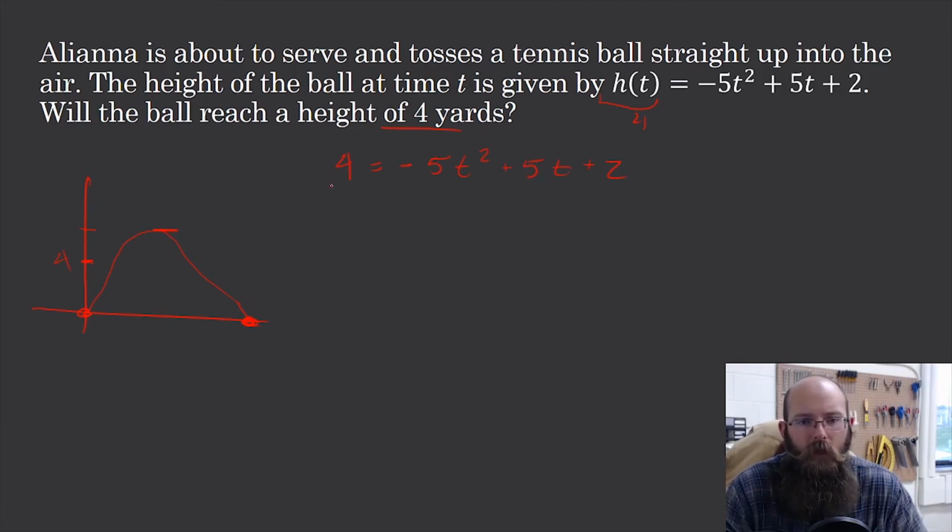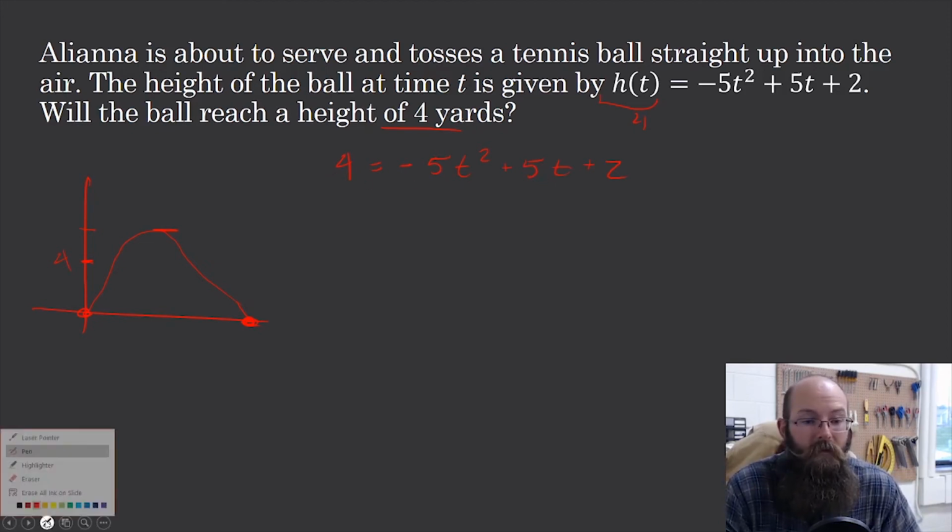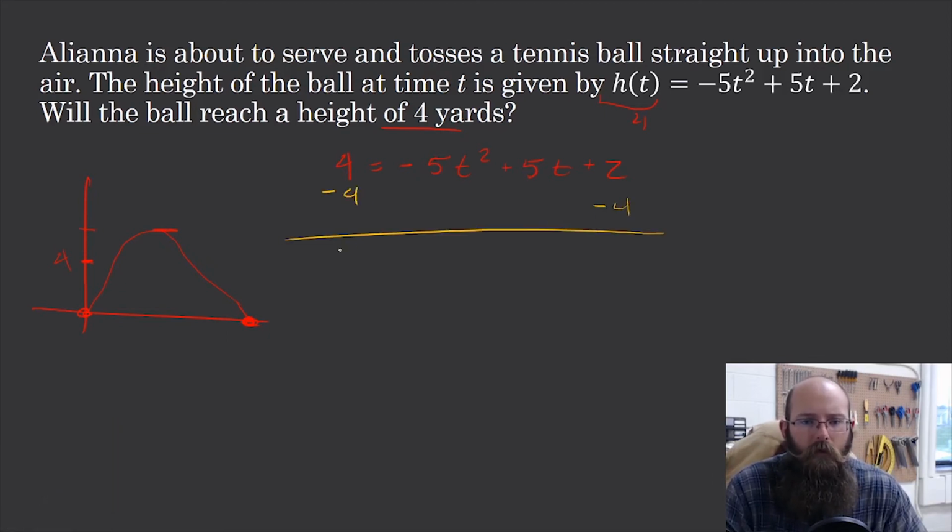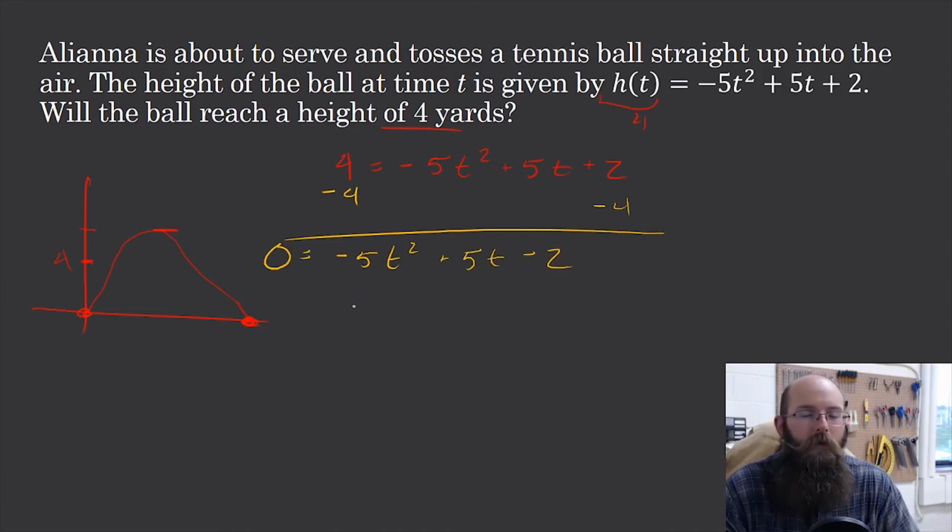So I'm going to have to get this equal to 0 for my 0 product property. So I'm going to subtract the 4 over. So negative 5t squared plus 5t minus 2 equals 0. So now I can use the 0 product property, which really just means I'm allowed to factor this or use the quadratic formula. I can only use the quadratic formula if this side over here equals 0, or if I'm finding x-intercepts of a quadratic function. It's originally y, but if I'm finding x-intercepts, then I plugged a 0 in for y.